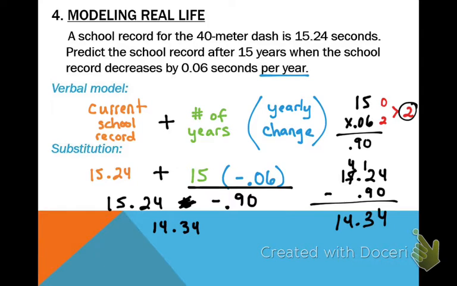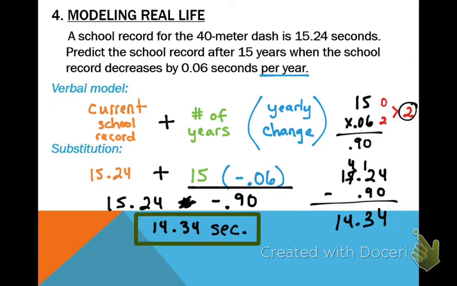All right, guys, this is a modeling real life problem. One thing I saw everybody forgot to write was the units. What is the answer? 14.34. Per year. Not seconds per year. This is what it says. Predict the school record. The school record is not going to be 14.34 seconds per year. We already know it was 0.0 seconds per year. So the final answer should simply be, I'm predicting the school record is going to be 14.34 seconds.